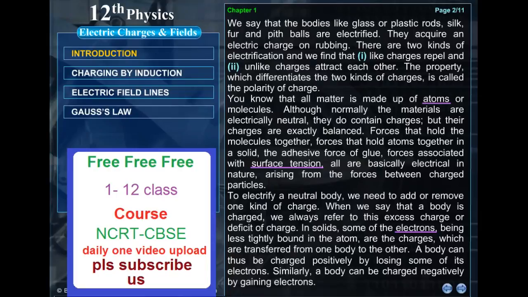In solids, some of the electrons, being less tightly bound in the atom, are the charges which are transferred from one body to the other. A body can thus be charged positively by losing some of its electrons. Similarly, a body can be charged negatively by gaining electrons.